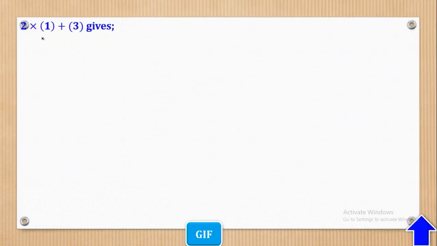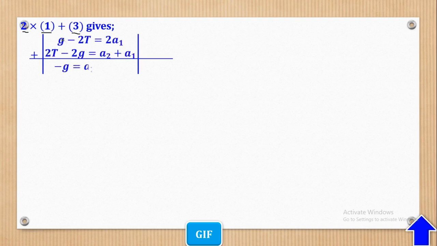So what we are going to do is multiply 2 throughout equation 1 and add it to equation 3, and when you do that, this is what we are going to get. So here we have multiplied equation 1 by 2 and this is equation 3, so we are going to add these 2 equations. When you add, you realize that this 2T and this 2T cancel, and this minus this gives you negative g, then this plus this gives you 3A1, and this gives you A2, and that is equation 4. The aim of this is to eliminate T so that we remain with only A1 and A2.